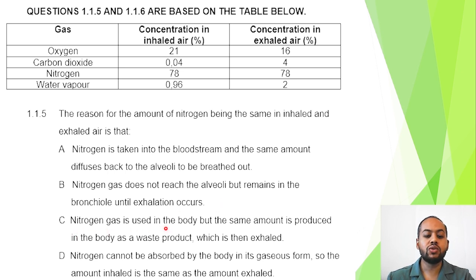This was not the statement that we learned about. Option C: nitrogen gas is used in the body, but the same amount is produced in the body as a waste product, which is then exhaled. This was also not a statement we learned. Option D: nitrogen cannot be absorbed by the body in its gaseous form. So the amount inhaled is the same as the amount exhaled. That most likely can be correct. So therefore, the correct option is D.